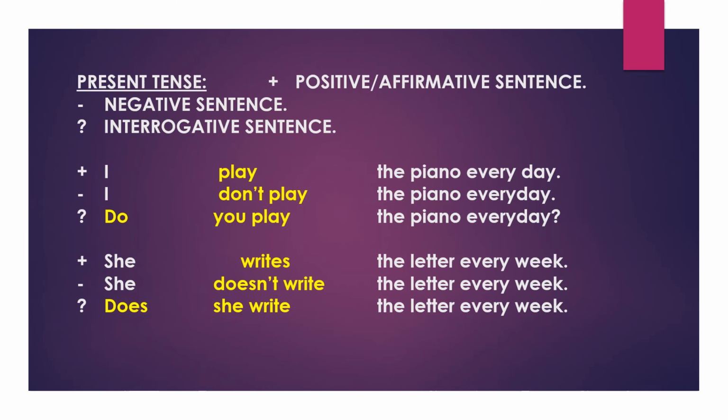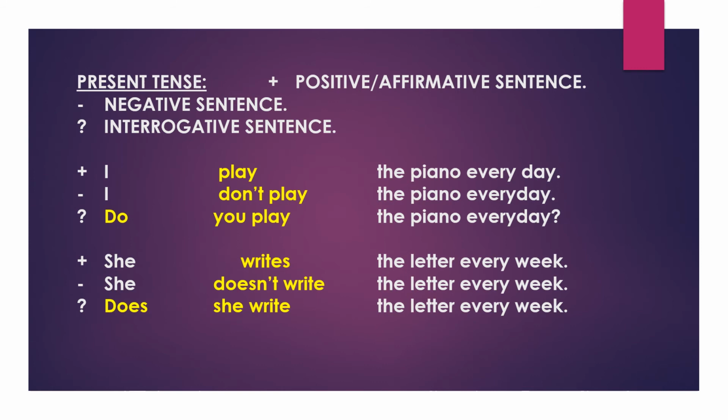For the interrogative, from play becomes do you play, not do I play. You can't ask yourself. You should ask another person. So, do you play the piano every day? This is about the first person singular. Now let's talk about the third person singular. He, she, it.